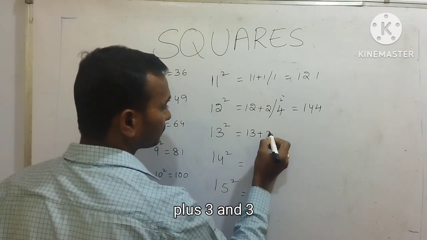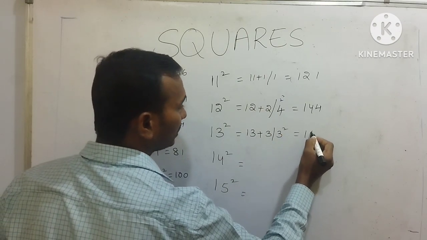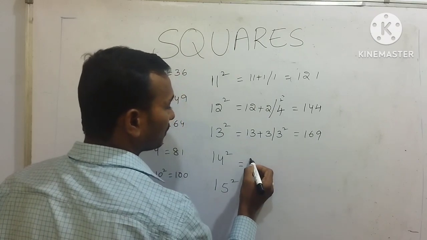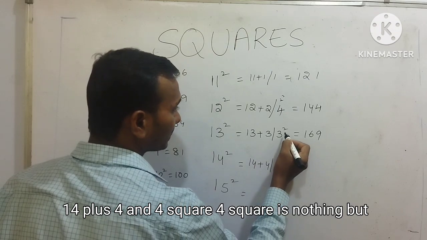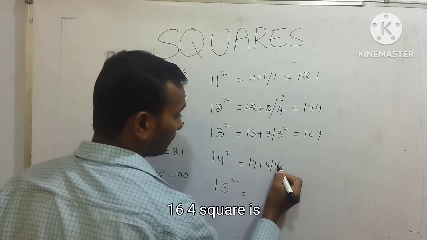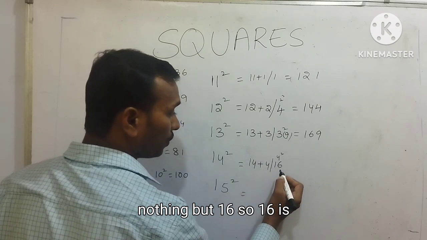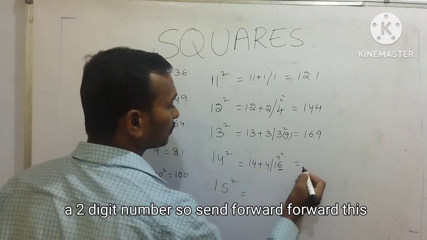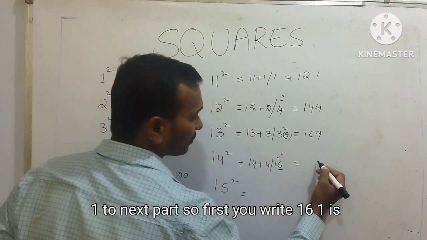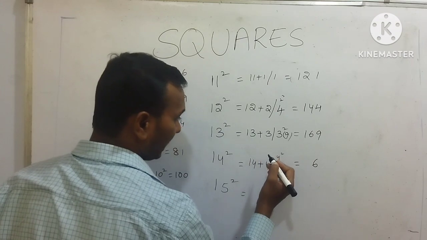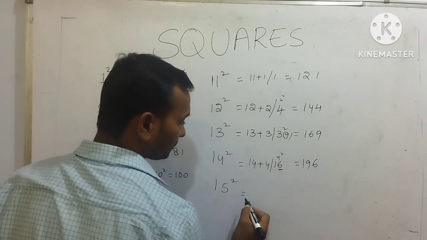So 13 square. 13 plus 3 and 3 square. 13 plus 3 will give you 16. 3 square is 9. 14 plus 4 and 4 square. 4 square is nothing but 16. So 16 is a two-digit number. So send forward this one to the next part. So first you write 6. 1 is carried forward. So this is 18. 18 plus 1 becomes 19.